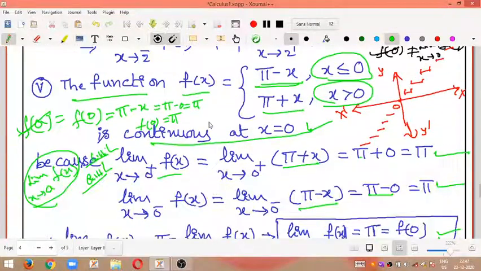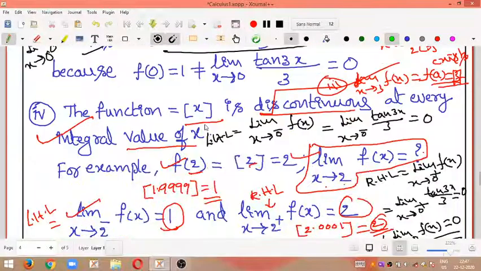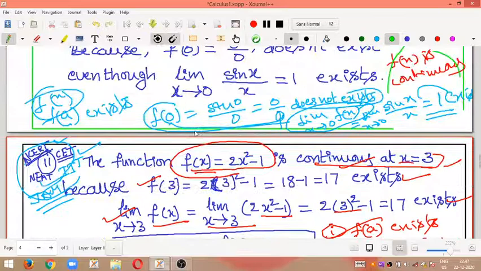So these are all the 5 beautiful examples of this continuity.